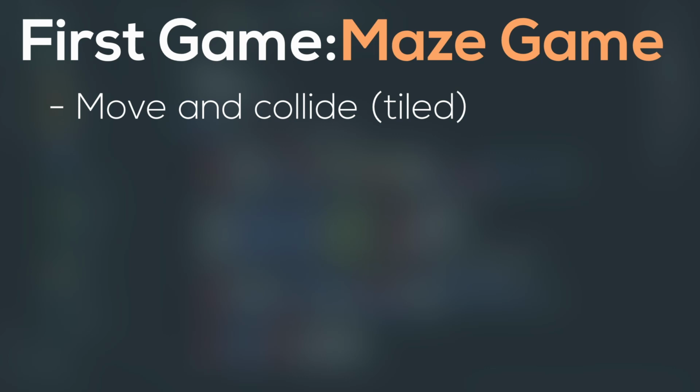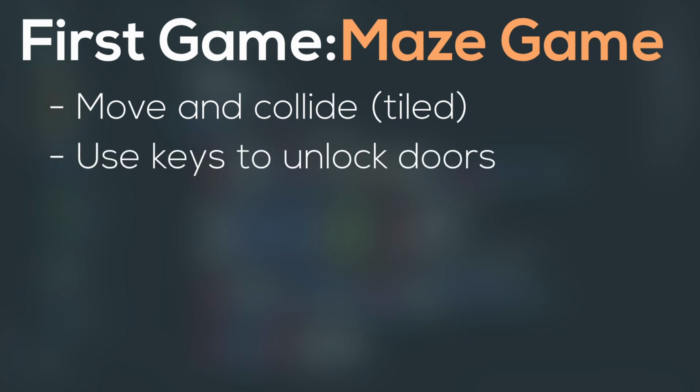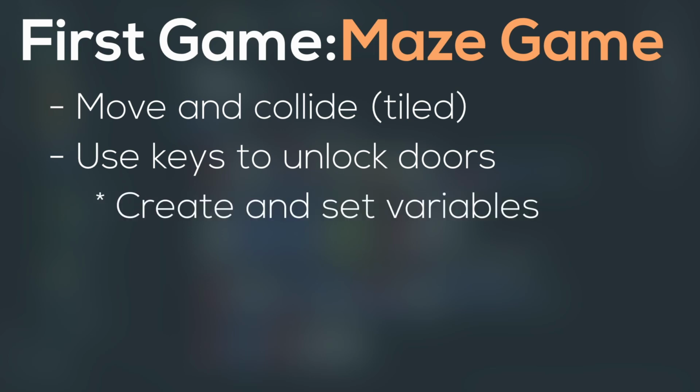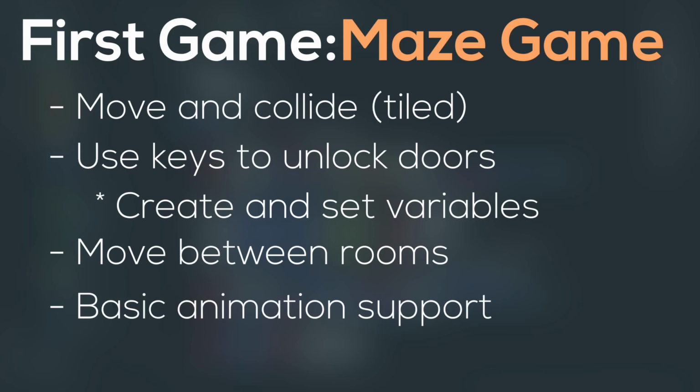I need to be able to move and collide in a tile-based manner. Keys need to be able to be picked up to unlock doors, which means I need to add and be able to set variables. I need to be able to move between rooms, and there also needs to be some kind of simple animation support.